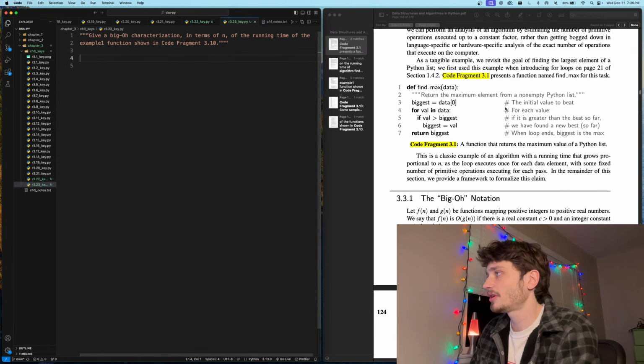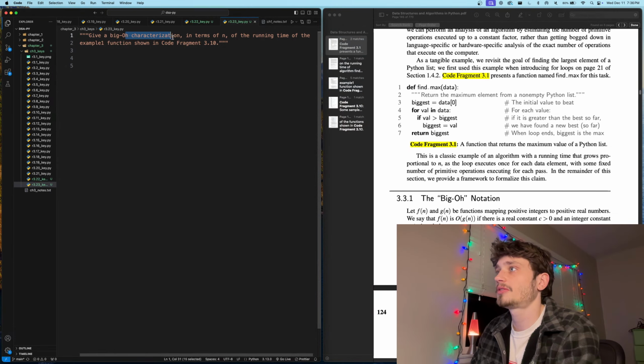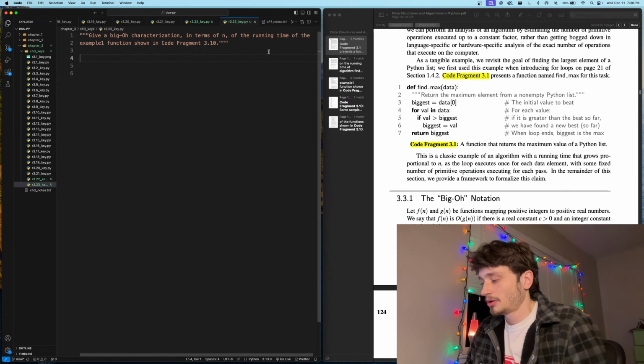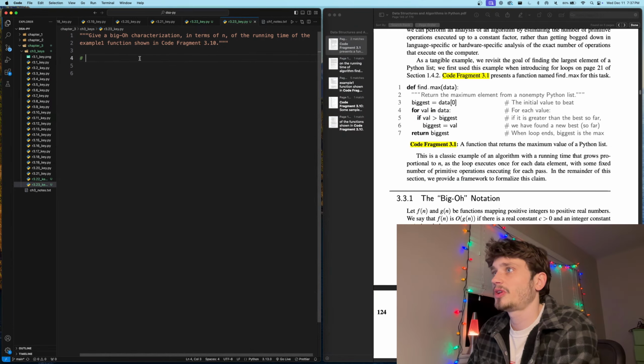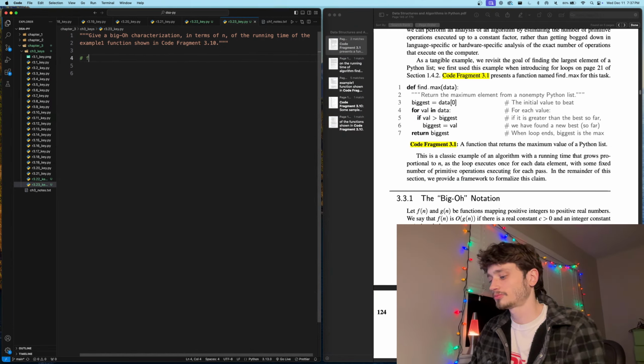Okay, code fragment 3.1. We need to give a big O characterization in terms of n of the running time. Okay, so this one we're going to find max. We initially have a constant time function. We have a for loop where we access every value in the data point. We do a comparison. So this is going to have a big O of n time.